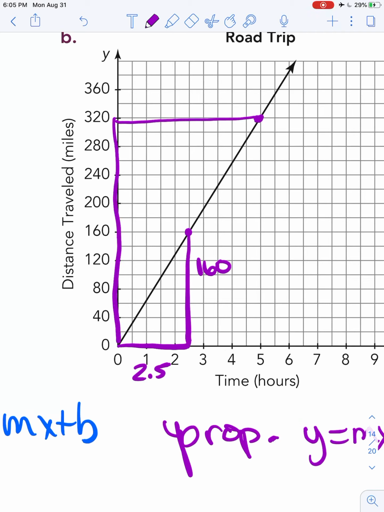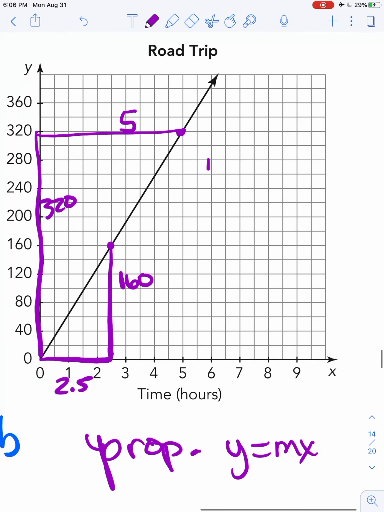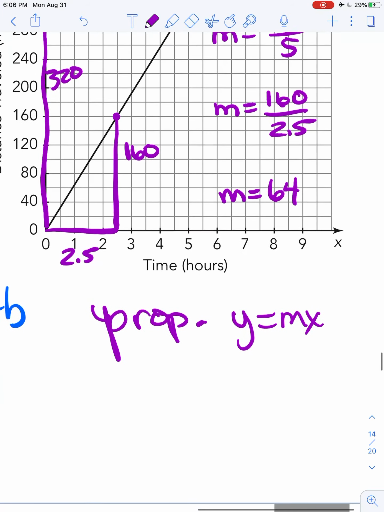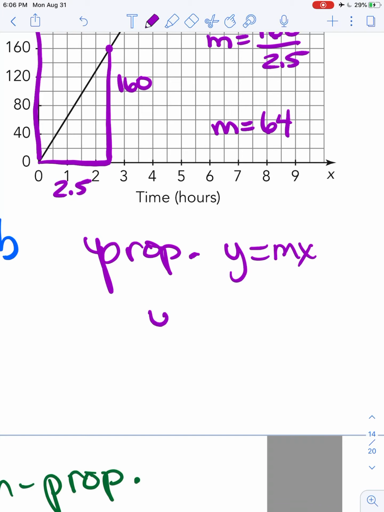I'm just going to do an upside down triangle. It doesn't matter. This height is 320 and this across is 5. So you can either find the slope by saying 320 over 5, or you can do it as 160 over 2.5. When you simplify both of those fractions, hopefully you get 64 miles per hour. So the equation is going to be y equals 64x.